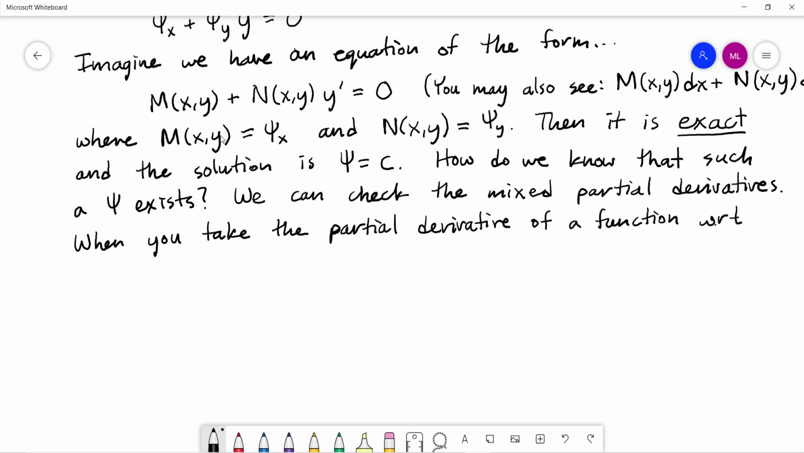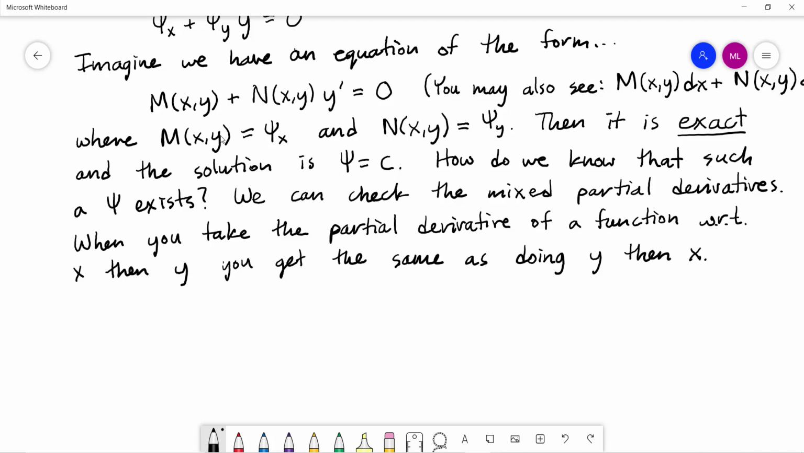with respect to x, then y. So x first, take the derivative with respect to x. It'll give you some new function. Take the derivative of that resulting function with respect to y. So x first, then y. You get the same as doing y, then x. So the order doesn't matter.